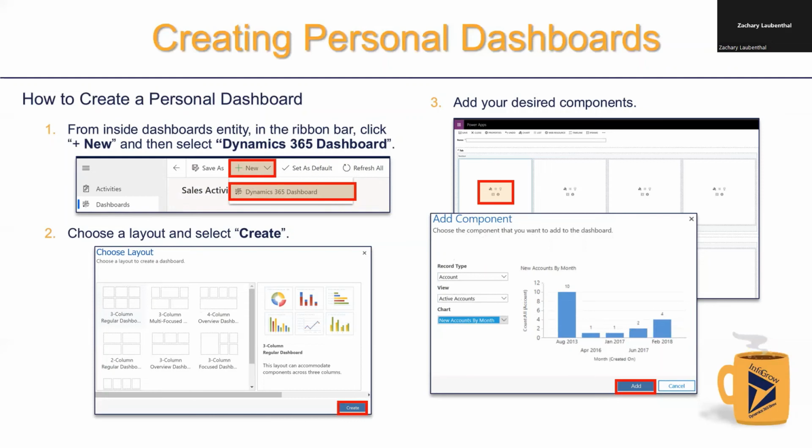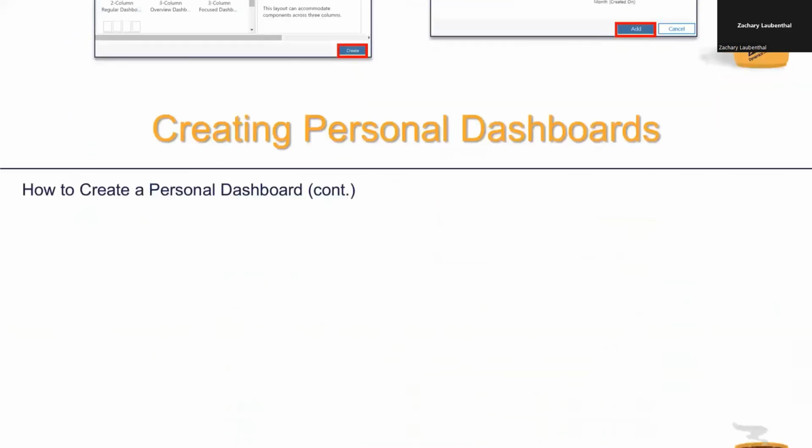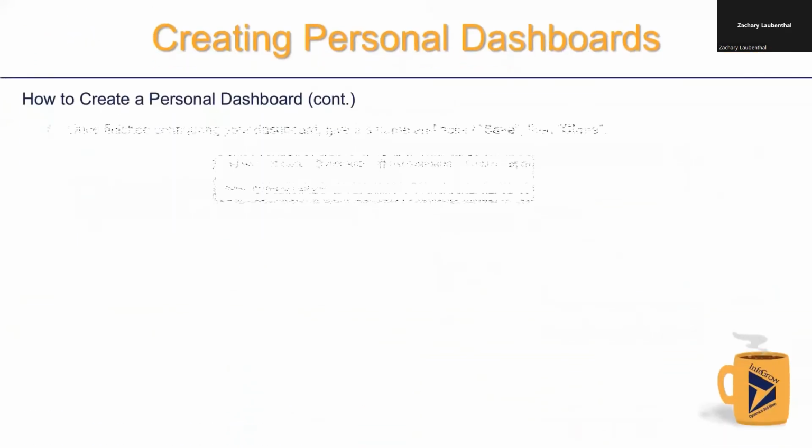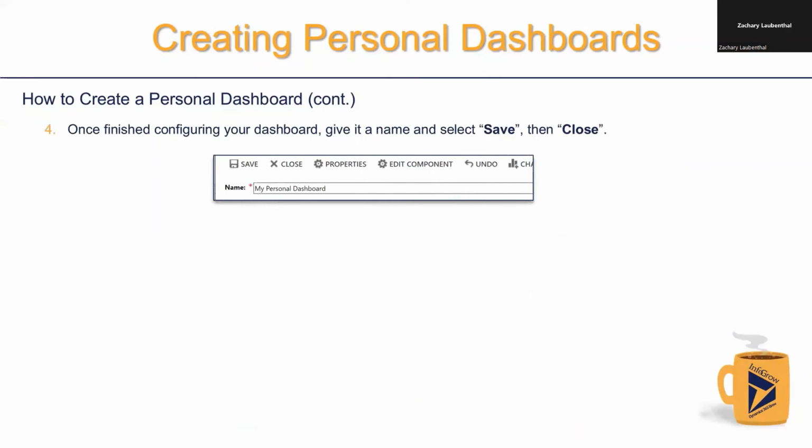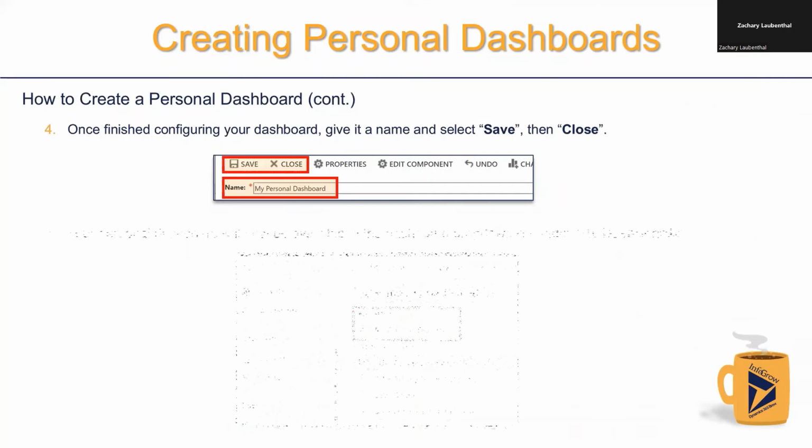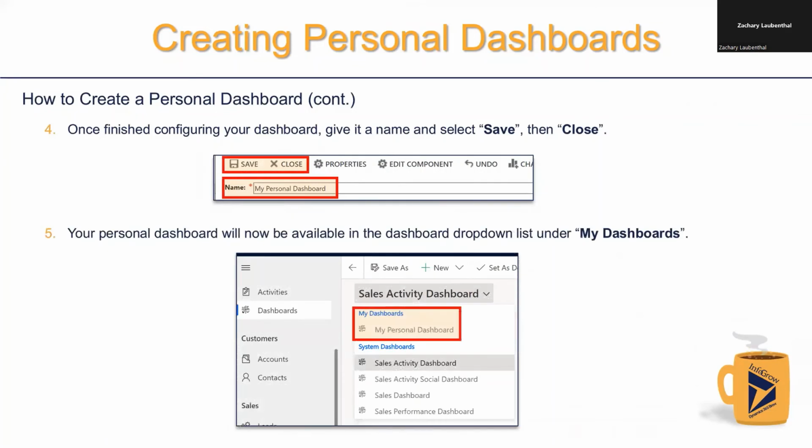Once we have finished selecting the criteria for our component, we simply click Add to add it to the dashboard. Then, just rinse and repeat until you have finished building your dashboard. Once finished configuring your dashboard, give it a name, select Save, and select Close. Your new dashboard will now be available in the dashboard drop-down list under My Dashboards.